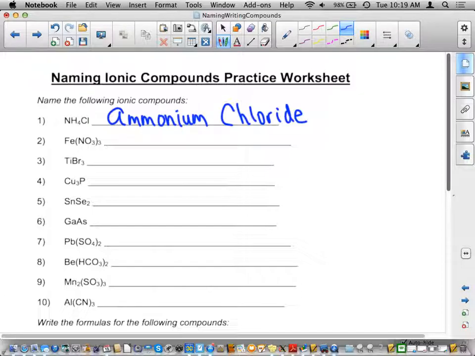Number 2, Fe stands for, Kayla, iron. And make sure we're paying attention to where these are located on the periodic table, because iron's right here, which means what do I need? I need a Roman numeral to tell me which iron I'm talking about. So I'm going to put parentheses there. NO3. NO3 is grouped together, so I'm going to look on my list. NO3 is nitrate.